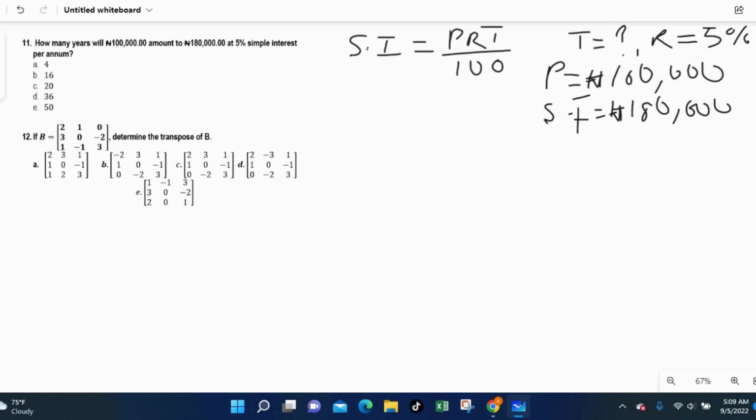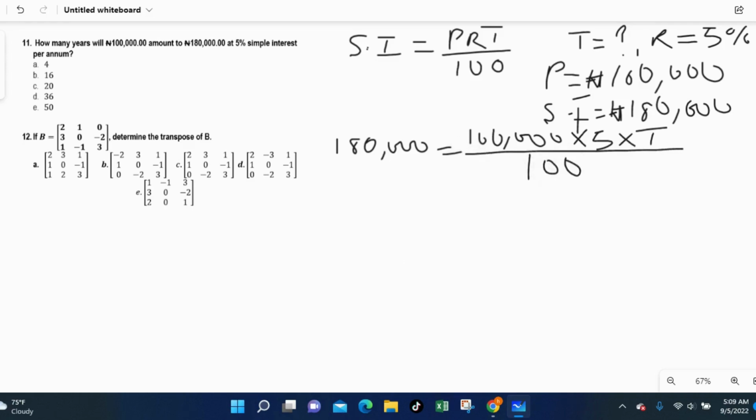So what we are requested to do here is just to apply the formula and then work out the answer. In applying the formula, we see that 180,000 is equal to the principal, which is 100,000, times the rate, which is 5, times our time, which is t. All of them will be over 100, which is the percentage.